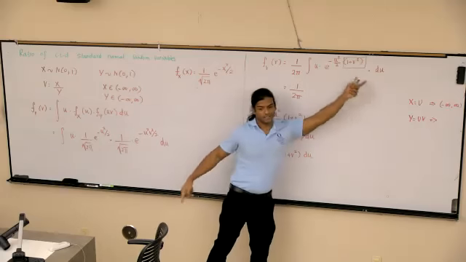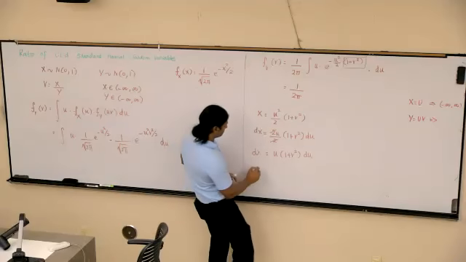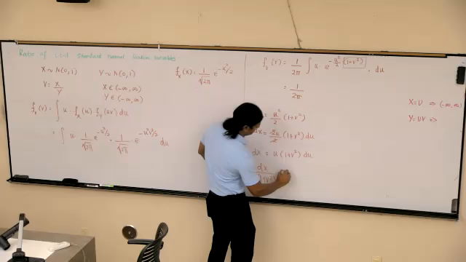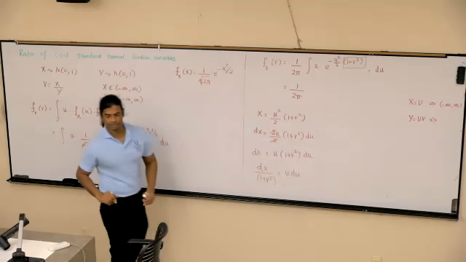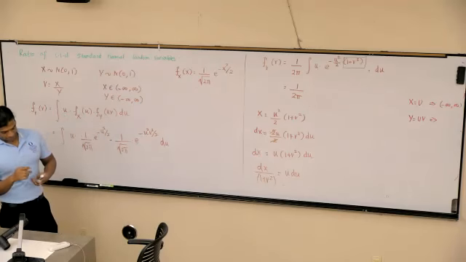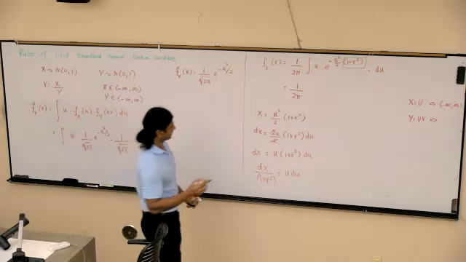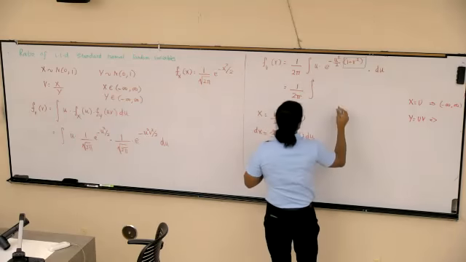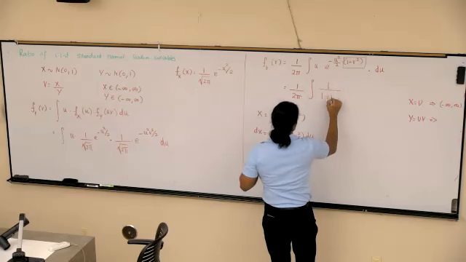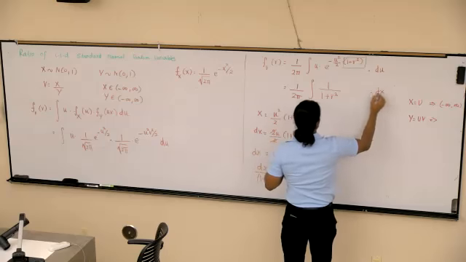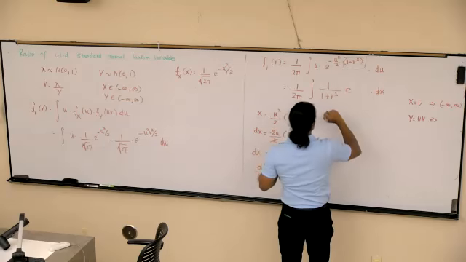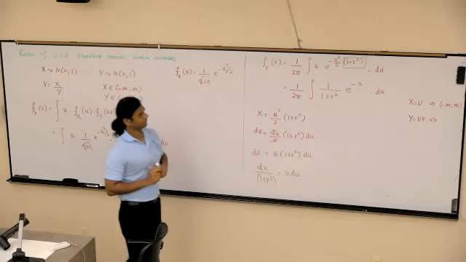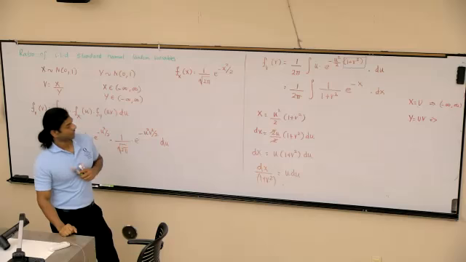I have u du in the integral, so divide by 1 plus v squared on both sides, and we end up getting u times du. I'll go back and rewrite the integral. U times du is simply 1 over 1 plus v squared dw. Up there, it is e raised to minus w.